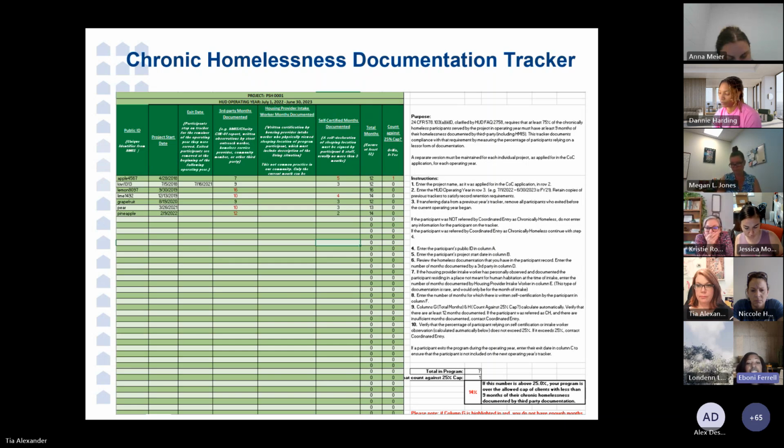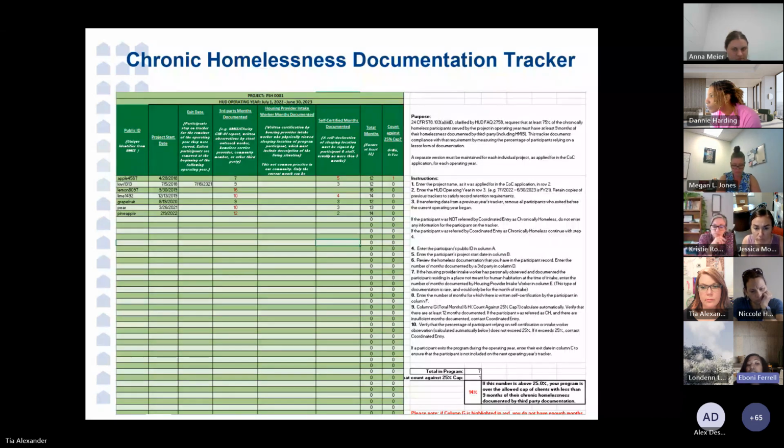If your project exceeds the 25% cap, you should contact coordinated entry prior to completing the intake of the participant that put the project over the 25% cap. We have added an exit date column to the tracker to make it easier for you to see at a glance who should be removed at the beginning of the next operating year.